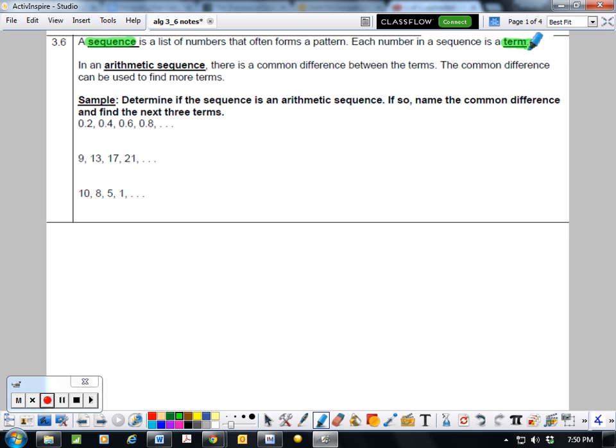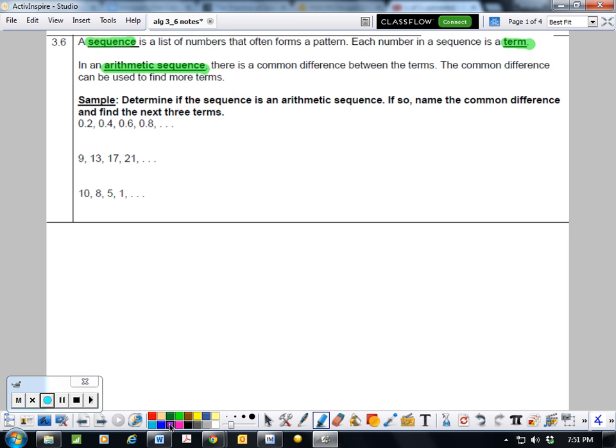Now, we're going to look specifically at arithmetic sequences in this chapter. And with arithmetic sequences, there's a common difference between the terms. So every time I'm adding the same number, or every time I'm subtracting the same number, and we kind of saw this pattern when we were working on tables earlier in the chapter. And we're actually going to use tables to help us write an equation for our arithmetic sequence.